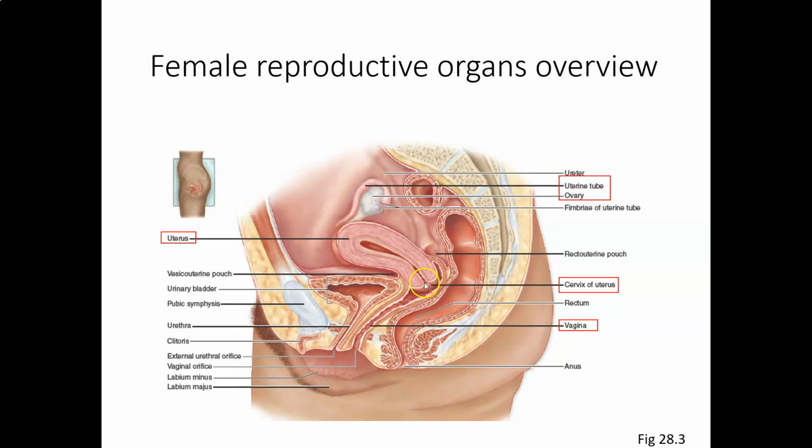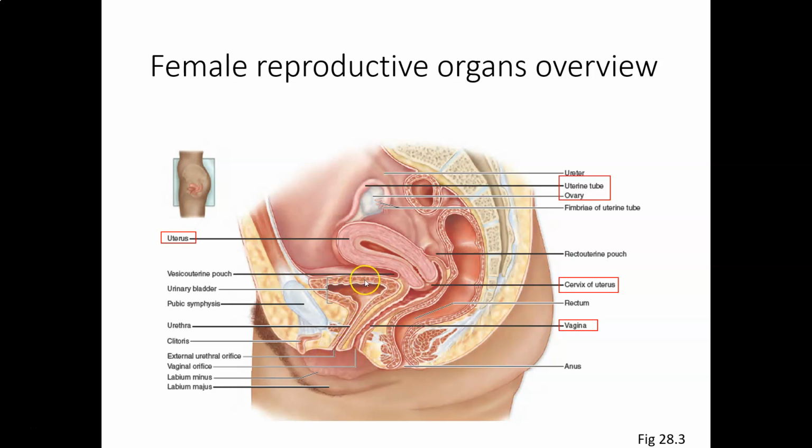Then the opening of the uterus is called the cervix. The cervix of the uterus opens to the vagina. And the vagina leads to the outside of the body, and that's the vaginal orifice, the opening of the vagina. You can see anterior to the vaginal orifice, you have the external urethral orifice.